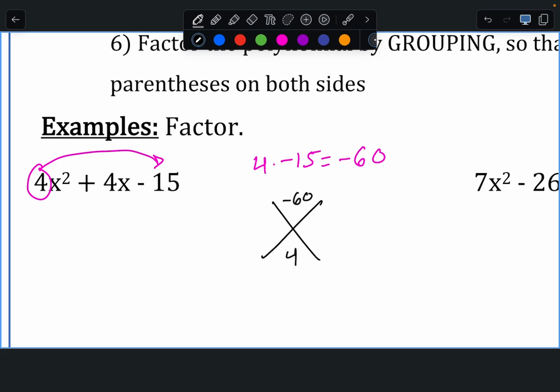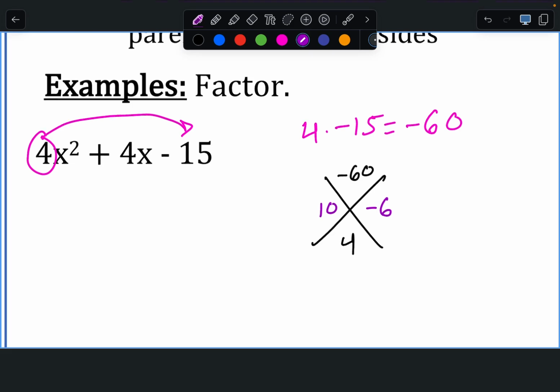What are 2 factors that multiply to negative 60 but add to positive 4? 6 and 10, right? Which one's which? 10 is positive, 6 is negative. There you go. Your 10 is positive and your 6 is negative. 10 times negative 6 is negative 60, and 10 plus negative 6 is 4. This is the part where things get a little bit different.